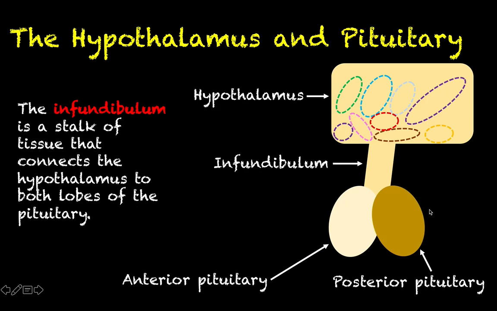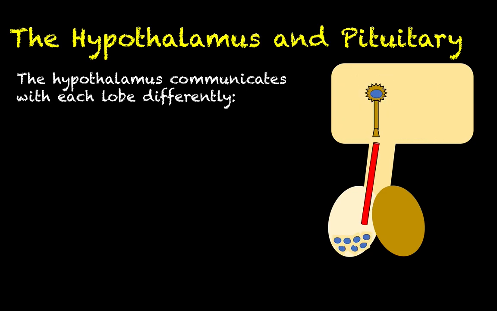Okay, so you can see here anatomically we have what is called the infundibulum. This is just a stalk of connective tissue that hangs down from the hypothalamus and connects us to both the anterior and posterior pituitary. So this infundibulum is very important because it is basically the road, the thoroughfare, the avenue through which the hypothalamus is going to send its hormones to each lobe of the pituitary.